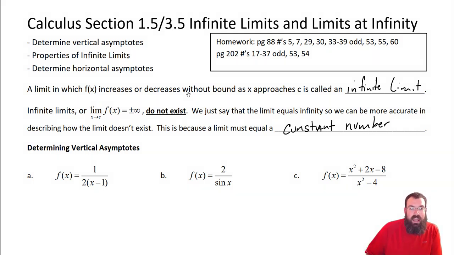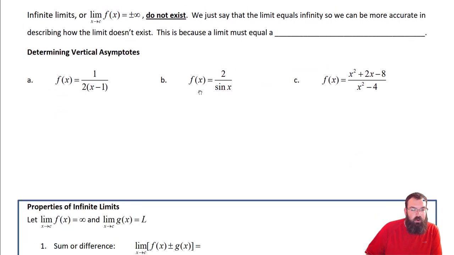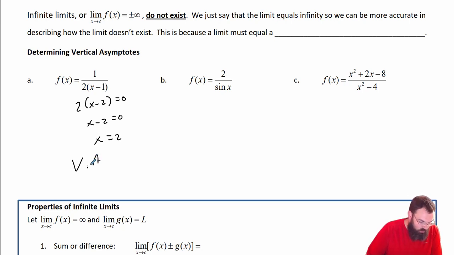So first, today, I want to determine some vertical asymptotes. Remember, vertical asymptotes are where the denominator equals 0. So I take the denominator and I set it to 0. So I get x minus 2 is equal to 0, x equals 2. So you have a vertical asymptote at x equals 2. No, oh my gosh, I wrote it down wrong. This is 1, isn't it? X equals 1. So you have a vertical asymptote when x equals 1.